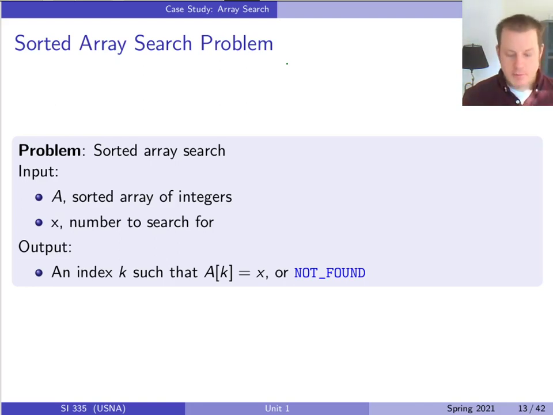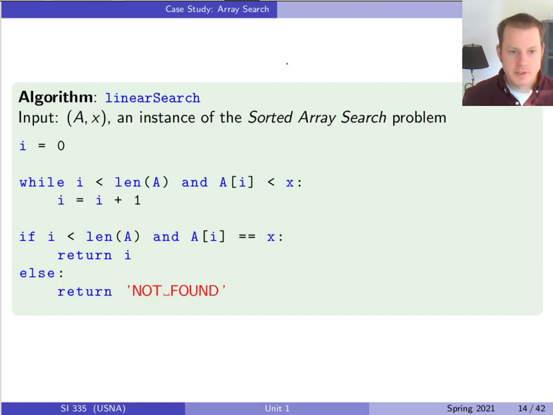Today we're going to look at a few algorithms for this sorted array search problem that we introduced last class. The first algorithm that we want to look at is linear search. It's kind of the simplest thing that you could think of to do, where it's going to go through the array and then stop when you find the element or when you go past it.